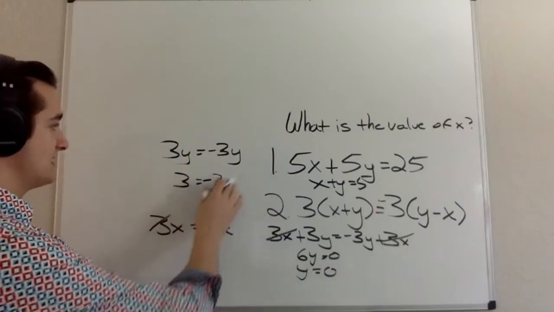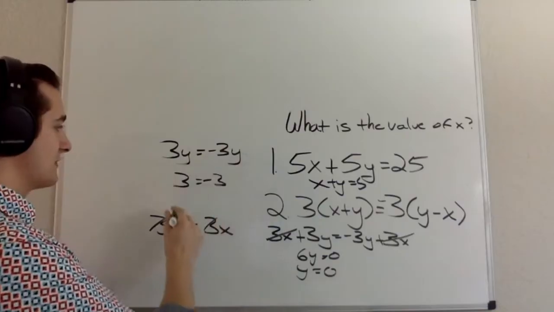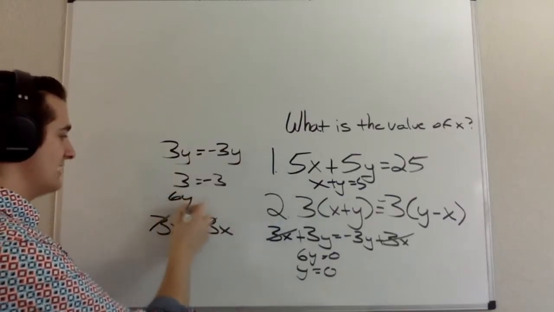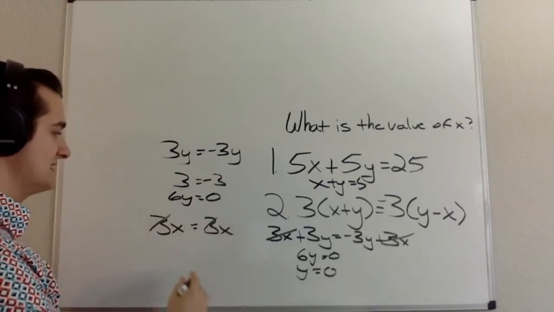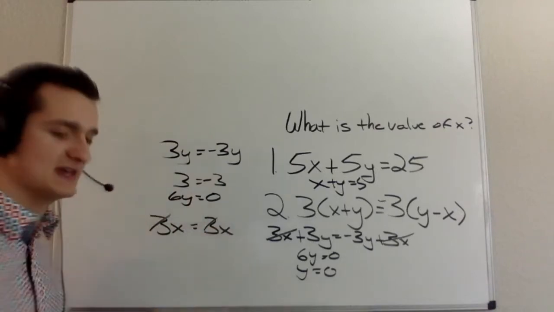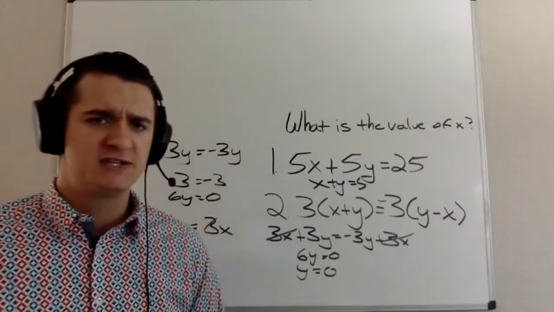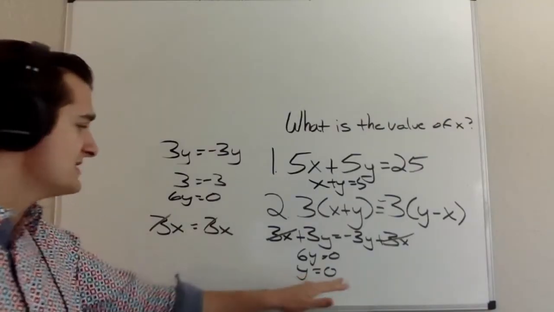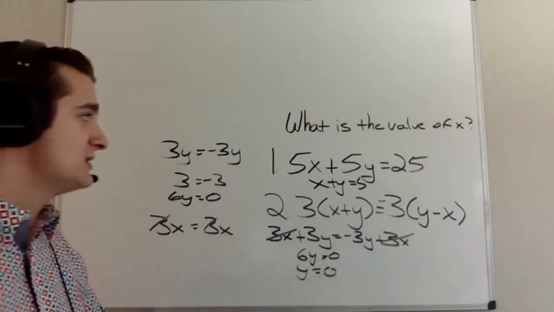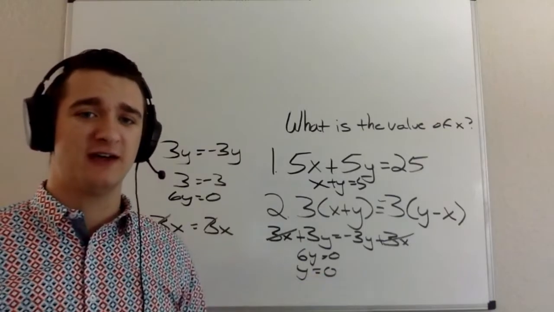Pull everything to one side. Okay, so add 3y to both sides. 6y is equal to 0. And then I'm able to actually solve, since I can divide by 6. 0 divided by 6 is 0, and I can say that y is equal to 0. So that's another one to look out for. But from statement 2, all I get is that y is equal to 0. I'm not actually able to solve for a value of x.